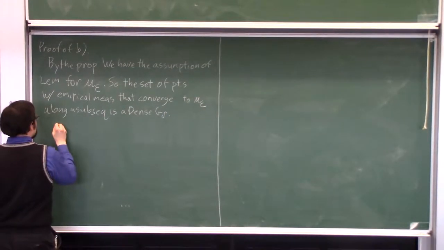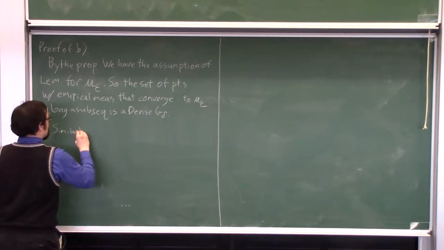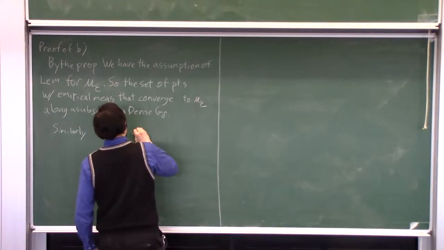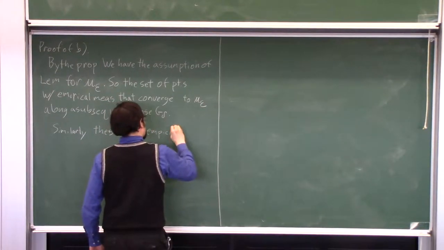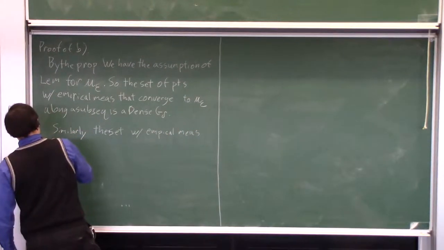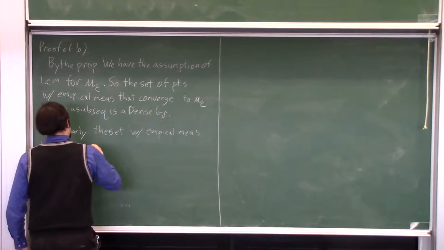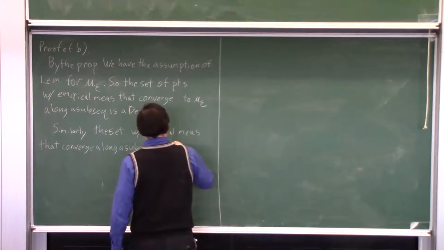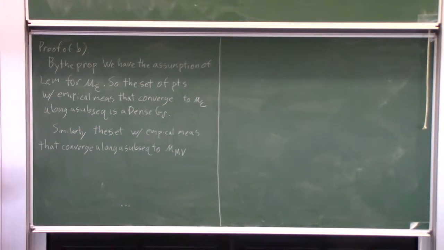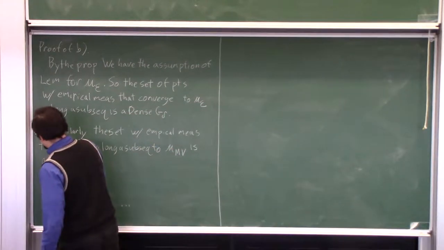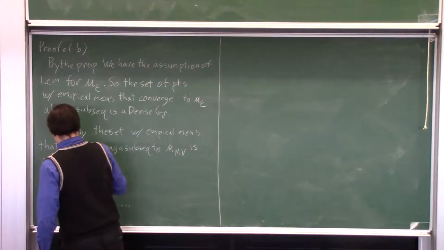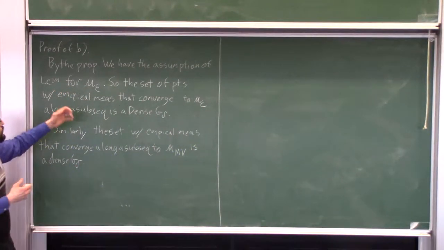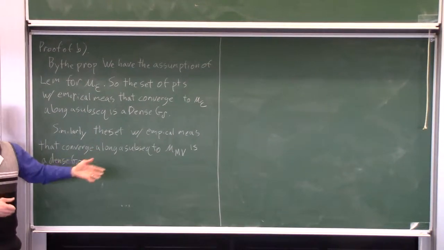Now similarly, the set that with empirical measures converge along a subsequence to the Masur-Veech measure, which is the flat measure on the entire stratum H(1,1), is a dense G delta. The intersection of two dense G deltas is a dense G delta, so I've got a dense G delta set of points that converge to one thing along one subsequence and another thing along another subsequence. That means they don't converge.